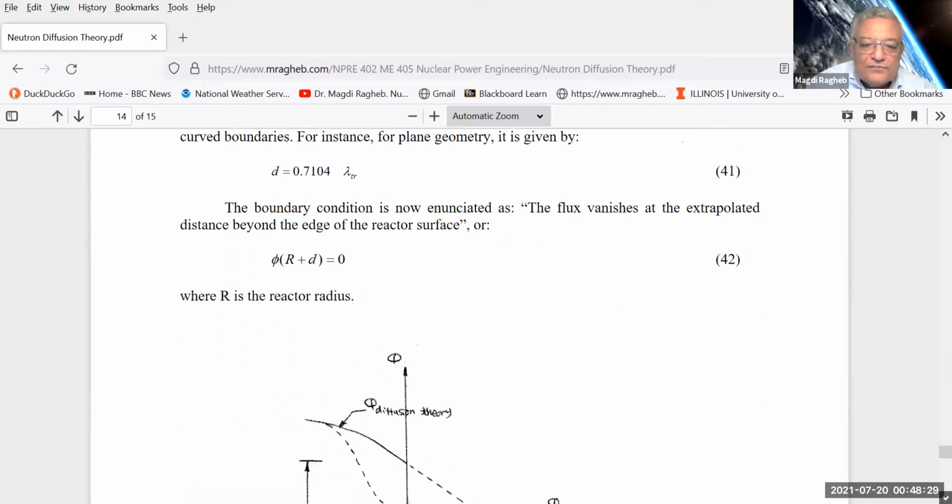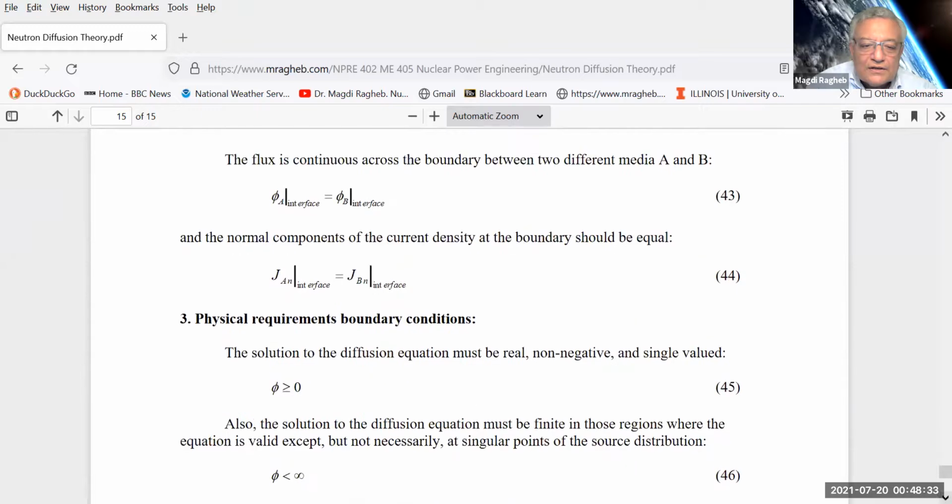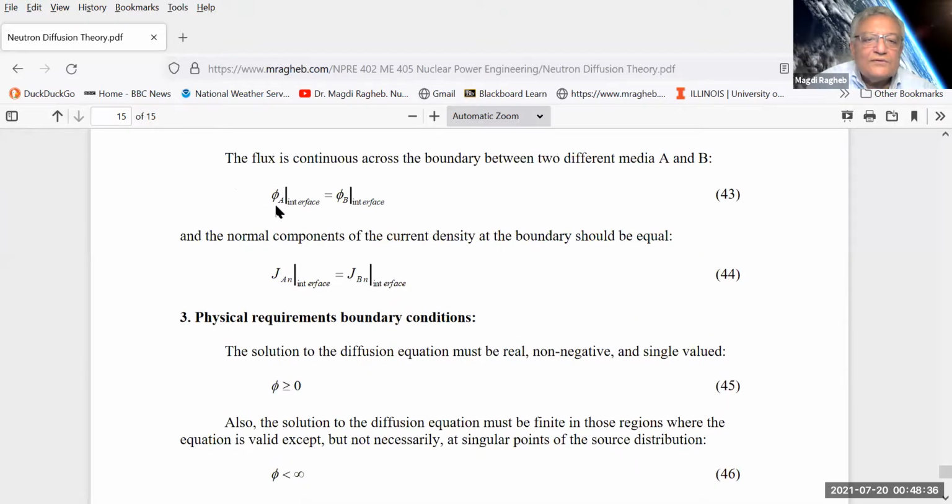If you have two different media, like in heat transfer or in electronics, at the boundary you make the flux at one side equal to the flux at the other side of the interface, and you also make the current or the slope of the curve equal on both sides.